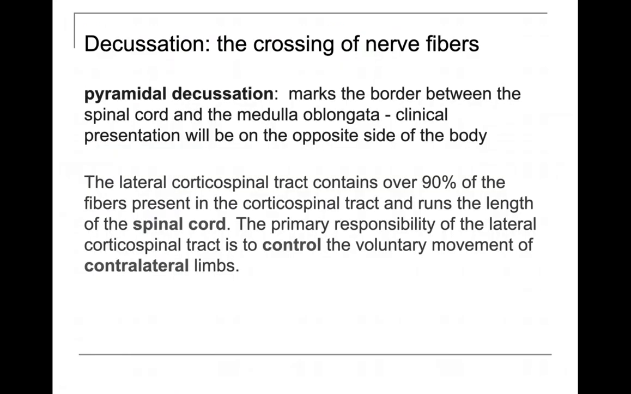So decussation, this is the crossing of the nerve fibers. So we have the pyramidal decussation that marks the border between the spinal cord and the medulla oblongata. What's significant here is, because of this decussation, clinical presentation will be on the opposite side of the body from where the actual damage is. The lateral corticospinal tracts contain over 90% of the fibers present in the corticospinal tract, and they run the length of the spinal cord. The primary responsibility of the lateral corticospinal tract is to control the voluntary movement of the contralateral limb. So ipsilateral is the same side, contralateral is the opposite side.